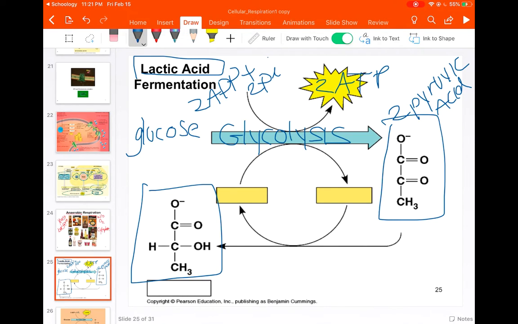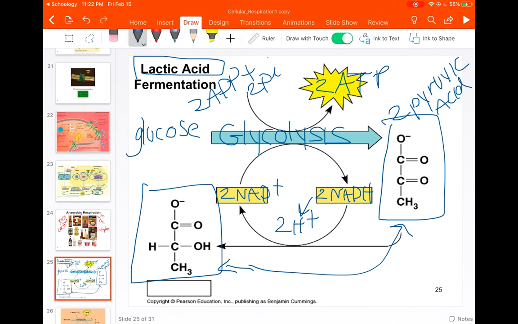And these boxes you should be familiar with are our electron acceptors. So we have 2 NADHs in glycolysis, which lead us to 2 NAD+, because these 2 hydrogens are going to leave. Okay? Now, this is pretty simple. Take a look at this product and compare it to the pyruvic acid. Structurally, you'll notice only 2 things have changed, and I bet you can figure out where those changes came from.